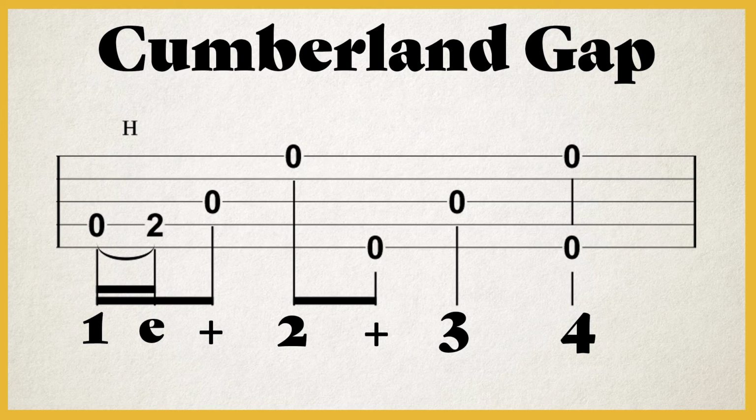Then we can actually count the measure and see how it should sound. 1E and 2 and 3, 4. You won't have to do this every time you look at tablature, but the option is always there when you're having trouble deciphering a passage or measure.